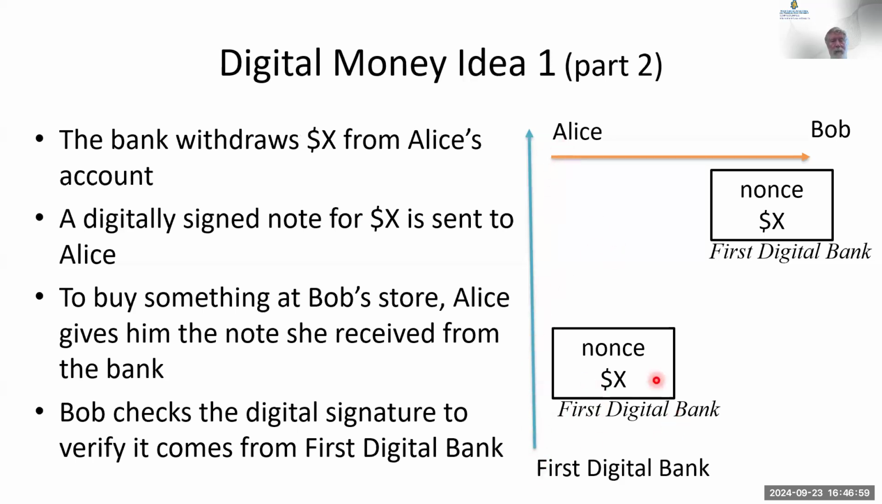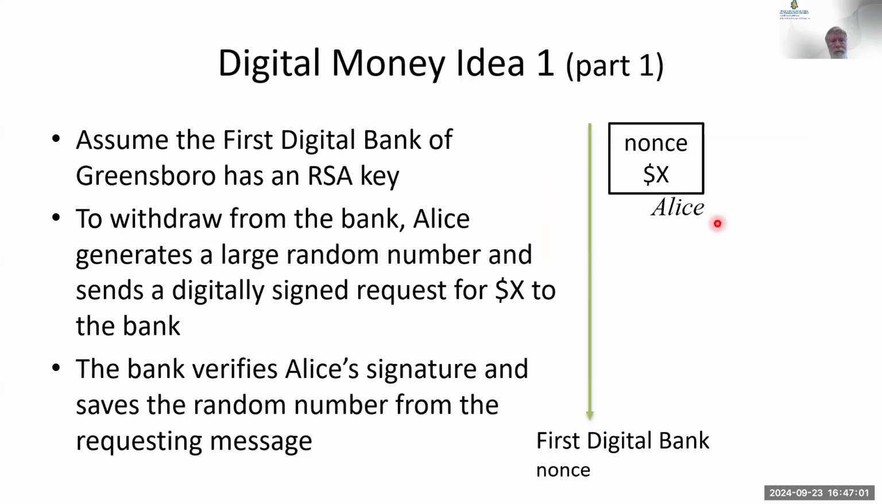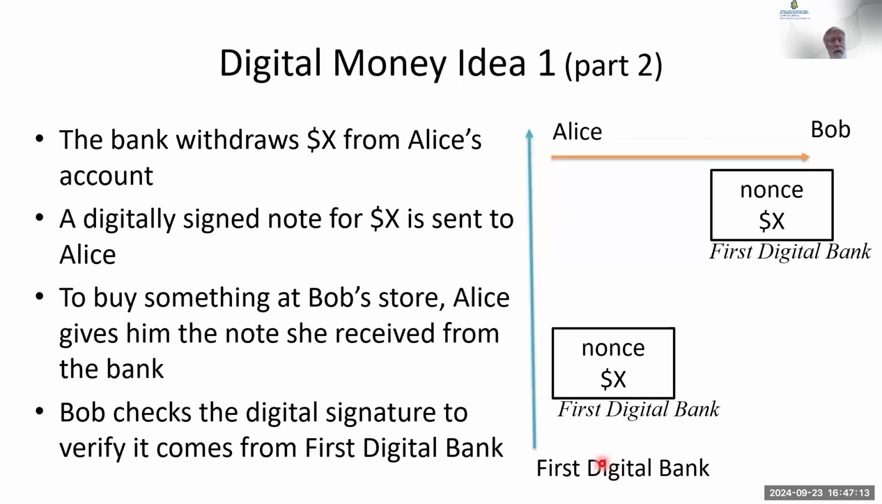I will encrypt that. Oh, by the way, Alice signs her request with Alice's private key. So when the bank gets it, it can check the key to make sure, yes, this really did come from Alice. The bank sends a response to Alice, signing it with the bank's private key. So Alice gets it, knows it came from the bank, and has a digitally signed note for however many dollars she wanted.